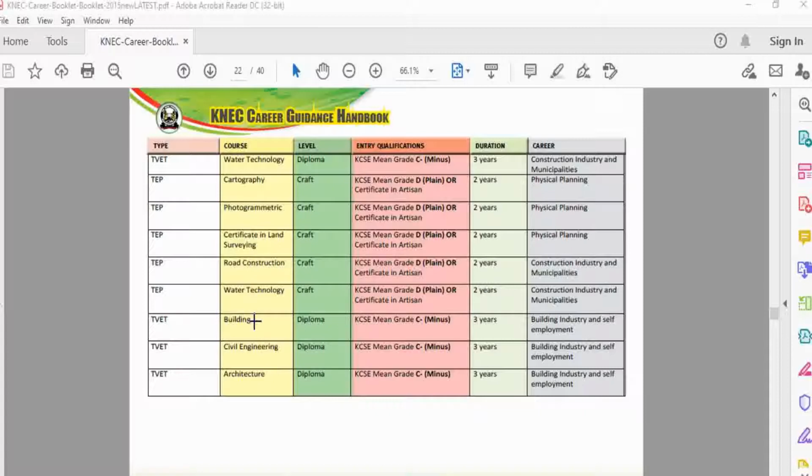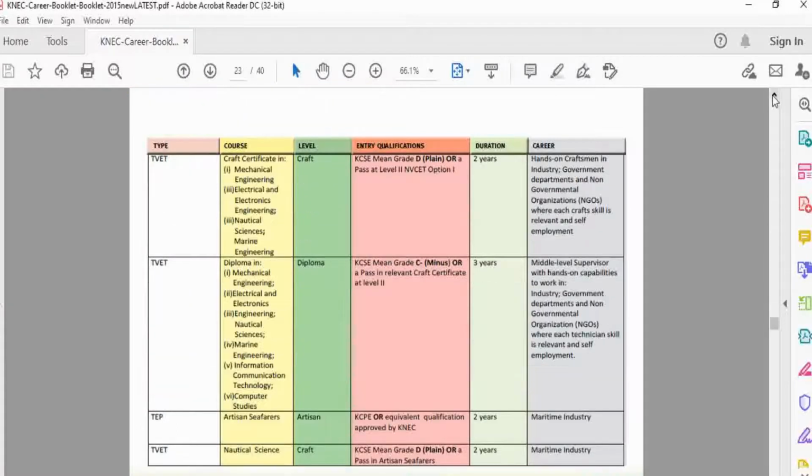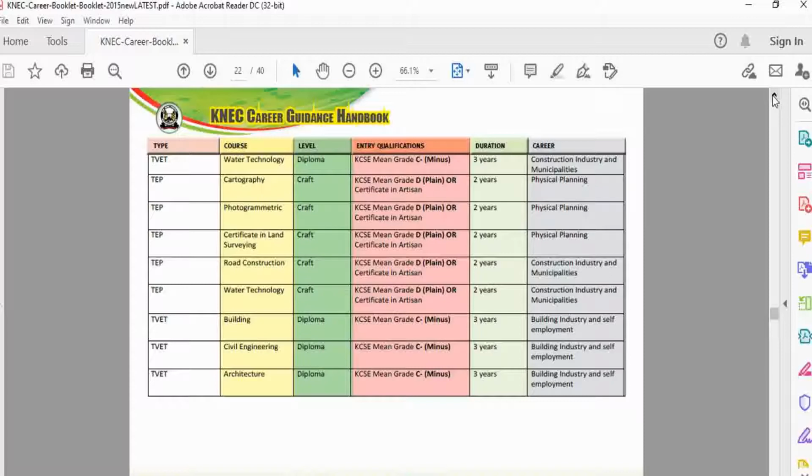Then there is a diploma in building, and there's also a diploma in civil engineering, and both of them have an entry grade of C-. And also there's a diploma in architecture. Where you are seeing TVET, it means the course is modular, that is, you'll be sitting for the exam after the end of every year. But what I would like to insist, most of the programs nowadays are modular, or what we call TVET.